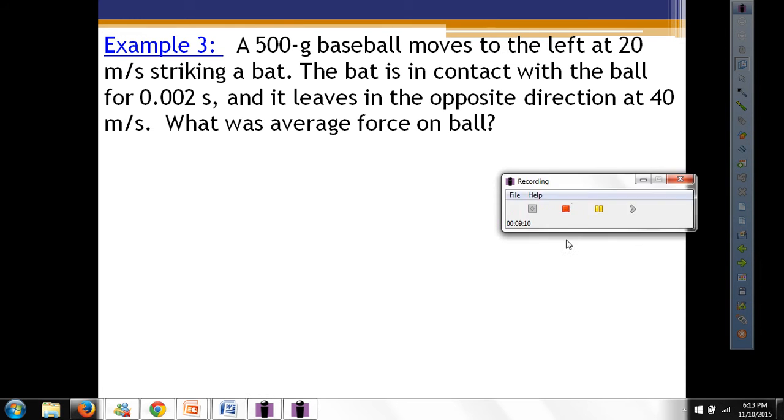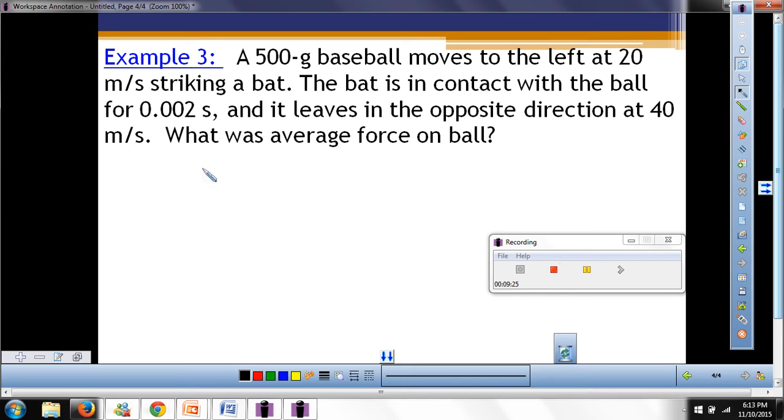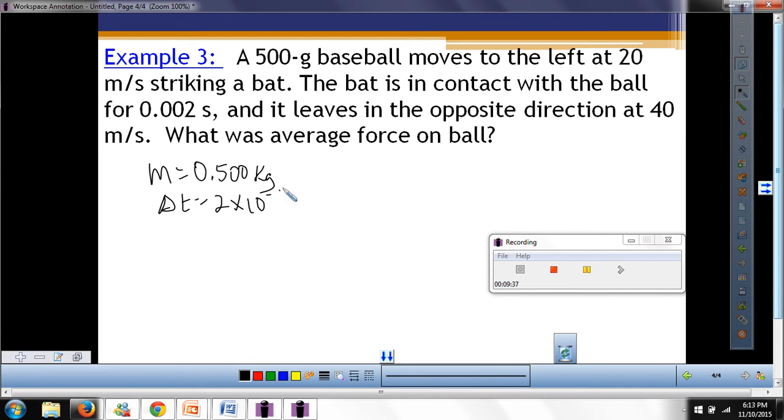Okay, now we have a 500-gram baseball thrown to the left at 20 meters per second. The bat is in contact with the ball for 0.002 seconds and it moves the ball in the opposite direction at 40 meters per second. What's the average force on the ball? Well, here's what I know. I know the mass is a half a kilogram. Do not leave it in grams, please. The change in time was 2 times 10 to the minus third seconds. The initial velocity was, I'm going to call that to the left, negative 20. The final, opposite direction to the right, positive 40. And they want to know F.